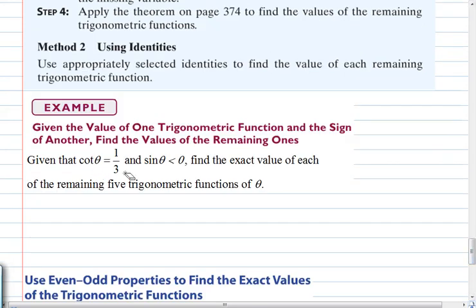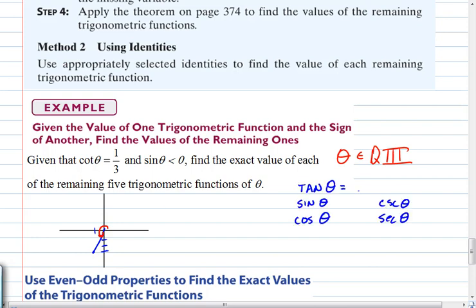Here we're told cotangent is 1/3 and sine is negative. So what quadrant does theta terminate in? Theta is in quadrant 3. If cotangent is positive and sine is negative, that means that our angle has to be in quadrant 3. And cotangent's x over y. So x is 1, y is 3, and that puts our angle right here. So there's your angle, theta. Both x and y are negative.